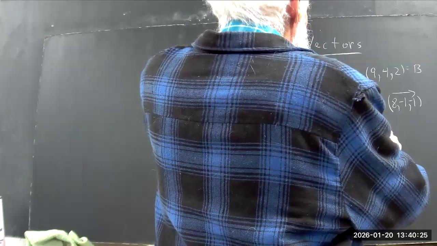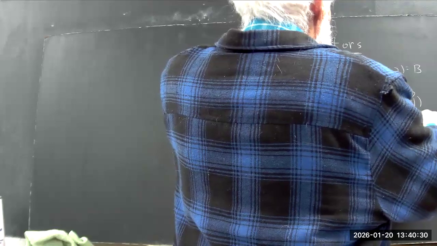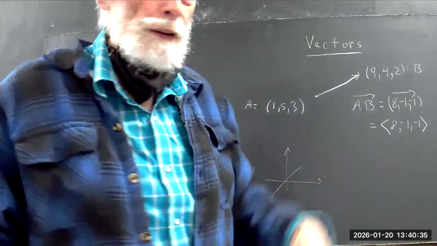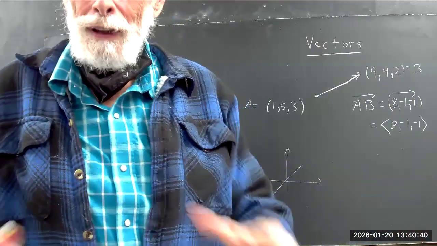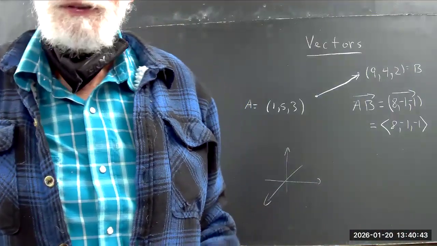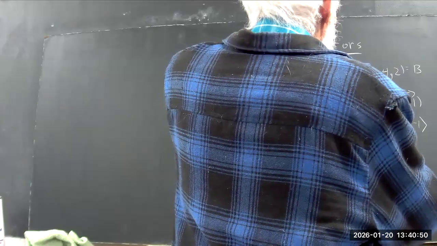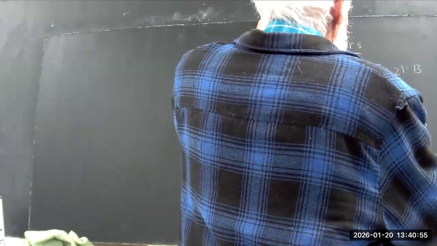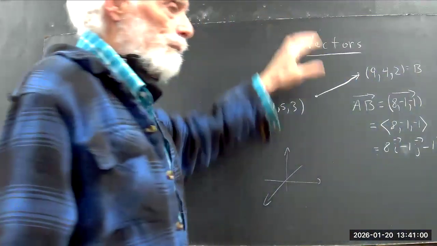Or sometimes you'll see this. If you're typing it, it's hard to type an arrow over the top. It's easy to type a less than and a greater than sign instead of parentheses. So that can occur. My preferred way of writing it is 8 times the i vector, -1 times the j vector, -1 times the k vector.